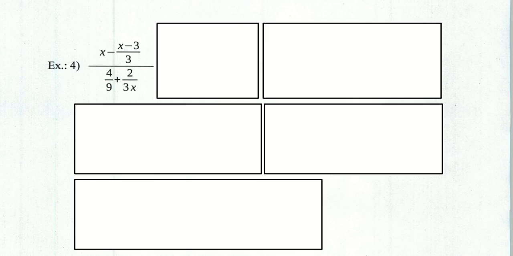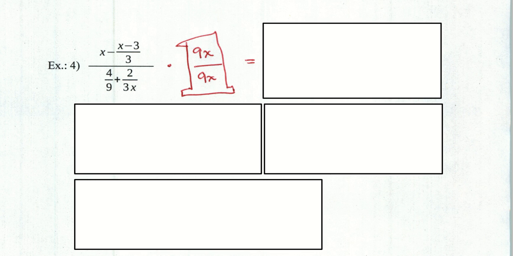Okay, one more example. Clearly method 2, there's subtraction out of bounds in the numerator, there's addition out of bounds in the denominator. So we're going to multiply by a form of 1. That form of 1 needs to have a factor of 3 in it. It needs to have a factor of 9 in it. Well, if it's got a 9, it's got a 3. And it needs to have a factor of x in it. So I'm thinking 9x, the least common denominator. So we're going to multiply numerator and denominator by 9x.